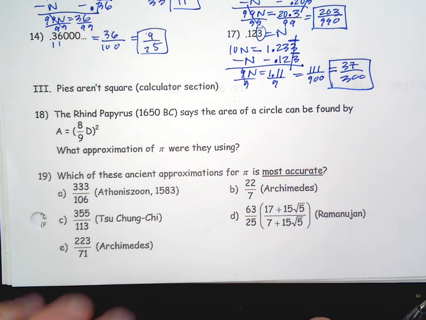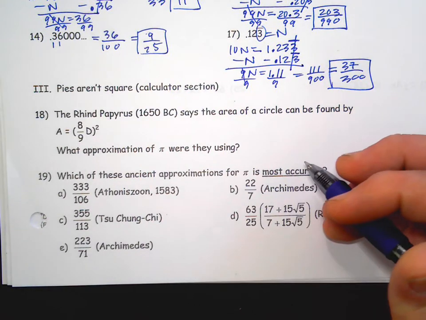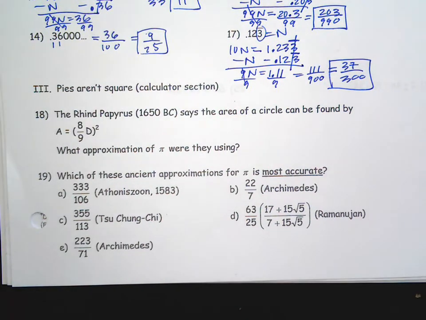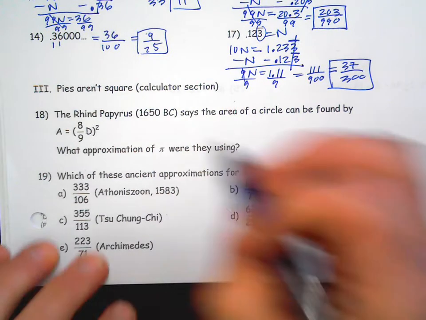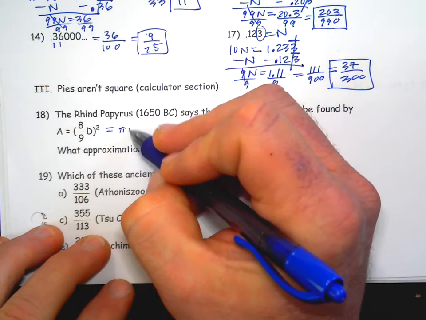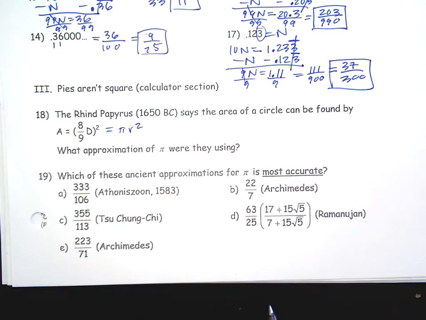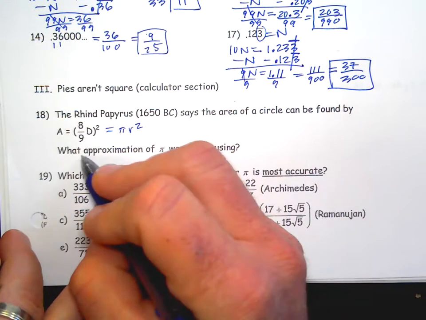It says the Rhind Papyrus, 1650 BC, says that the area of a circle can be found by A equals 8/9 diameter squared. What approximation of pi were they using? Well, if you want to figure out what they're using for pi, let's compare it to our formula for an exact circle. And this is an approximation.